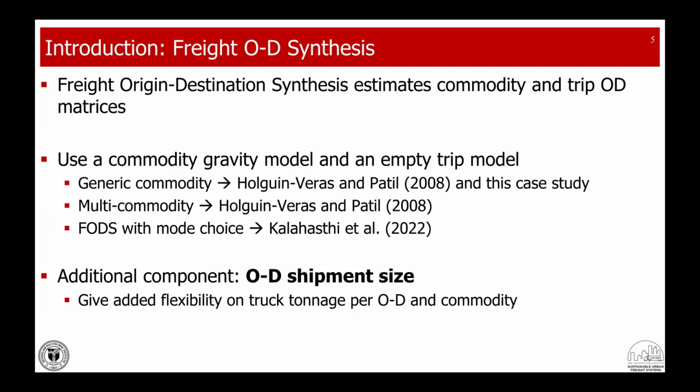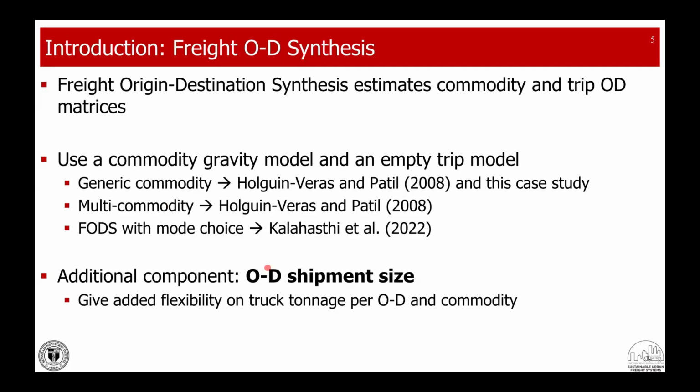Specifically, the origin destination synthesis is focused on estimating commodity and trip OD matrices. And we do so by using a gravity model as the centerpiece of our formulation. So in the literature, there's give or take 3 cases that have been solved successfully. So there's the generic commodity case and the multi-commodity case that are based on a gravity model with a set payload or a set tonnage for each truck. And I will present what is a generic commodity case as well. And then there's FODS with mode choice that is the next step forward.